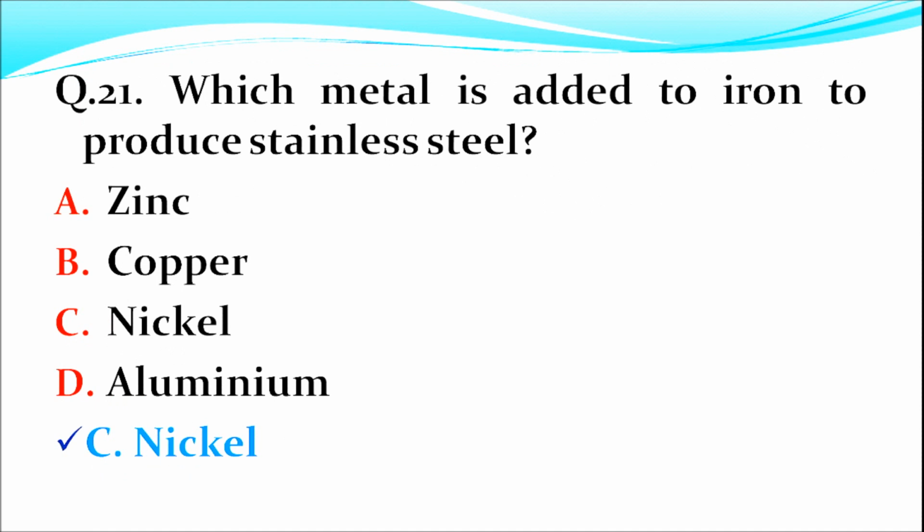Which metal is added to iron to produce stainless steel? Option A zinc, option B copper, option C nickel, option D aluminium. Correct answer is option C. Nickel is added to iron to produce stainless steel.